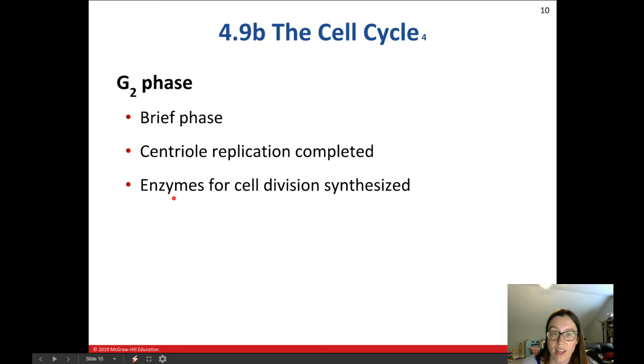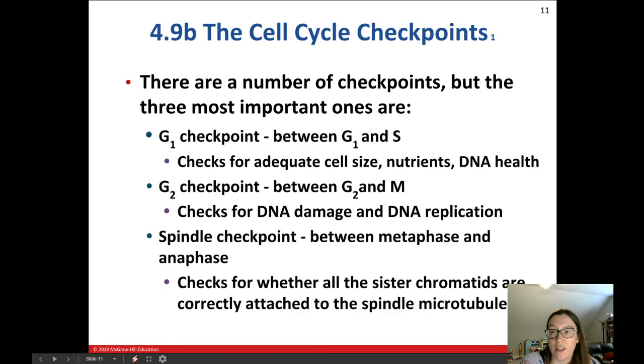Once the G2 phase happens, then we're going to be moving on to mitosis. But I do want to mention something, and these are called the cell cycle checkpoints. There are a number of checkpoints within the cell cycle to make sure that the cell is actually ready to undergo mitosis. The three most important ones that we'll mention are the G1 checkpoint, the G2 checkpoint, and the spindle checkpoint.